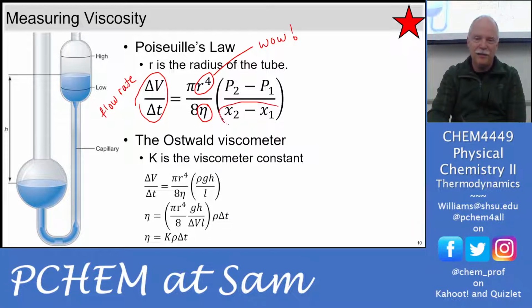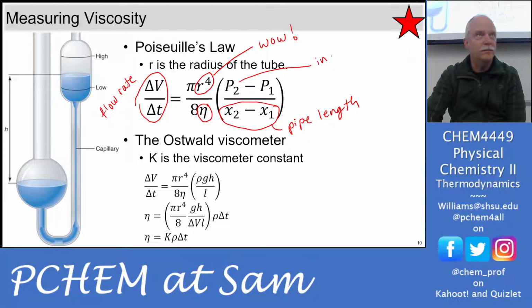This is x2 minus x1. This is essentially the length of the pipe. And then this is the pressure difference at the beginning and end of the pipe. I'll call this the insertion pressure. I'm trying to figure out what I want to call this. And this is the exit pressure.